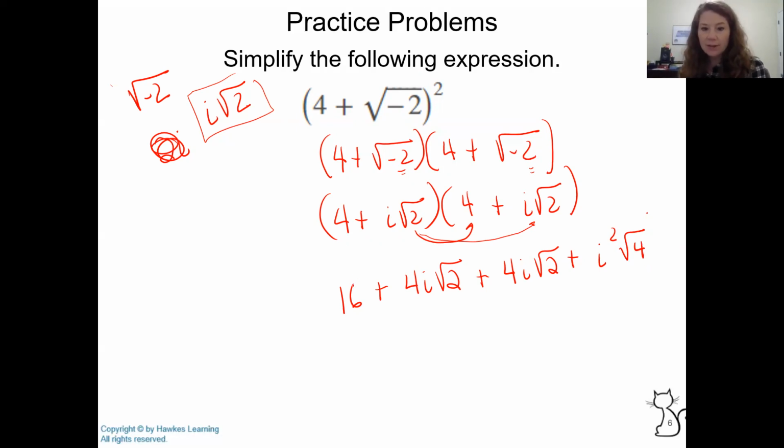So let's see what we have here. We have 16. And then these are like terms. So we have 4i square root of 2 plus 4i square root of 2, which is 8i square root of 2. And then we have plus i squared times 2, so what is that? We can simplify this. i squared is -1 and the square root of 4 is 2. So this last term is basically -2.